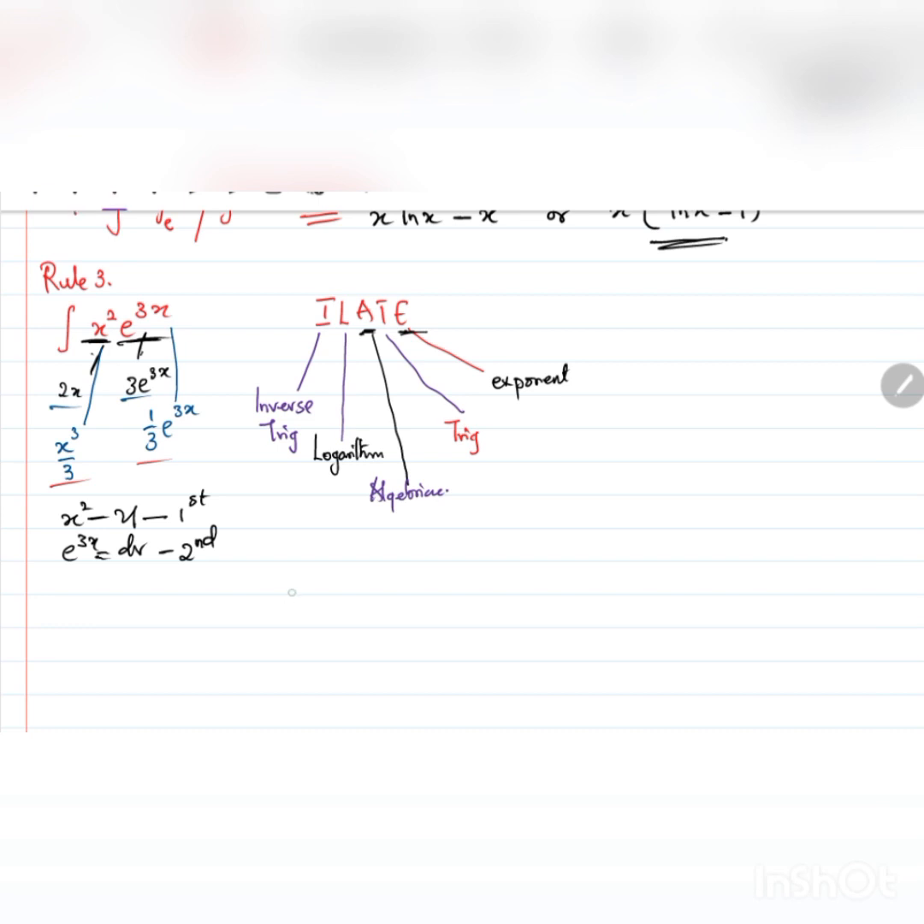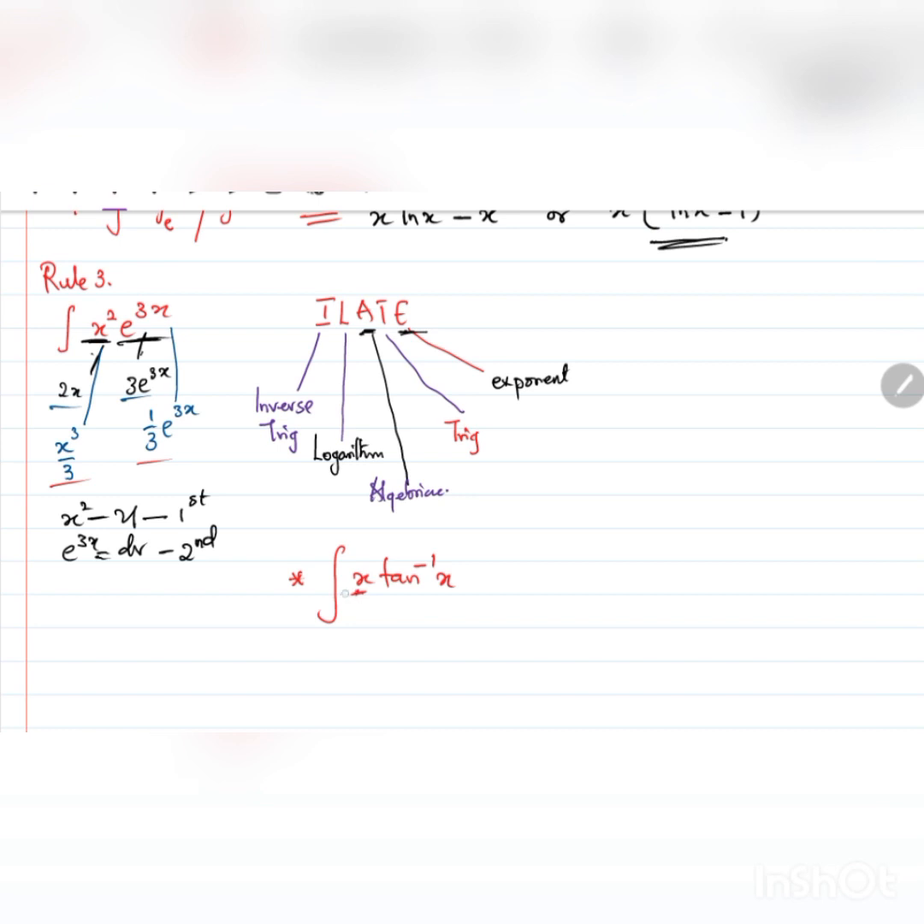Okay, let's consider this question. The integral of x arctan of x. So how do we integrate this? Can I integrate arctan? It's not easy to integrate arctan, but this one is easy to integrate. So I use the first rule.